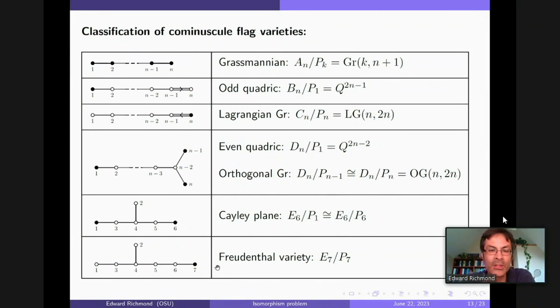And then you get these two unusual ones of exceptional type, where you can pick either 1 or 6 for type E6, or you can pick this E7 to get this Freudenthal variety.